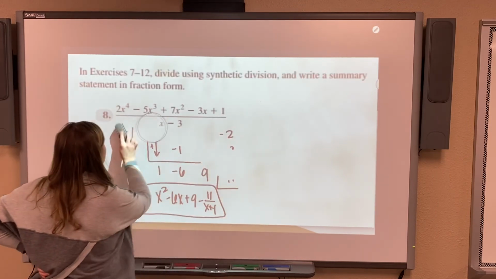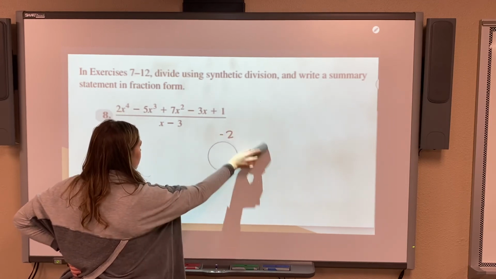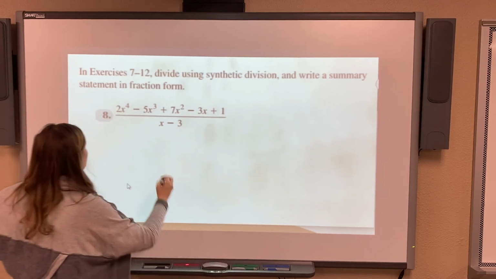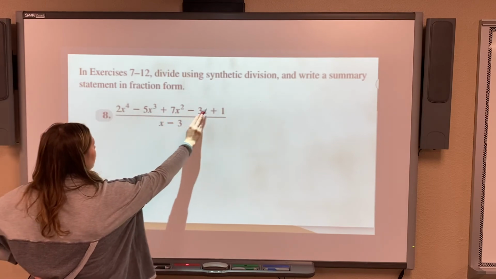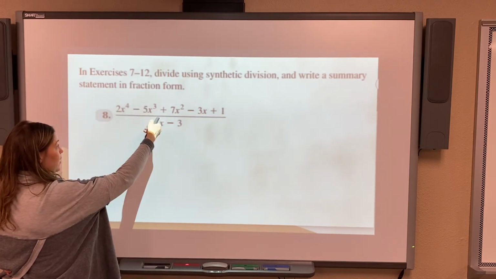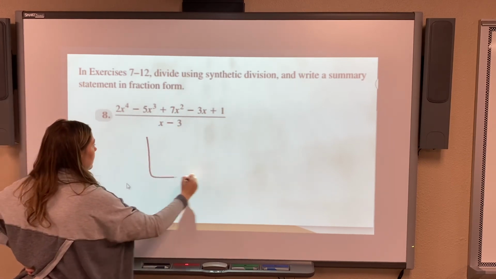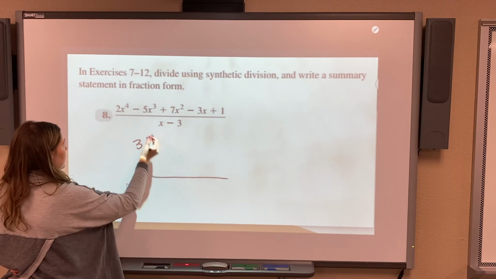Okay, let's look at another one. So we have 4, 3, 2, 1, 0. This is a longer one, but it's fine. This one is a fourth degree, so our answer is going to be a cubic. Our 3 goes out here.